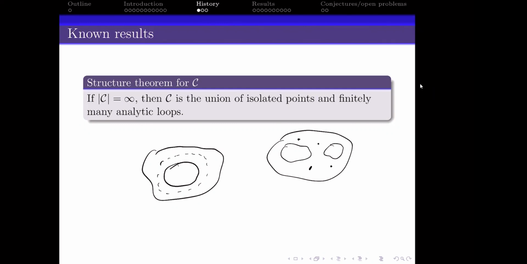It's actually a very neat theorem, something that is understandable to someone who has taken a first course in PDE. I won't do this now, but it's a good exercise: if there are infinitely many critical points, show that the set is the union of finitely many analytic loops and a few isolated points.